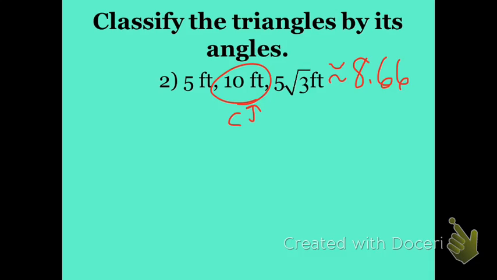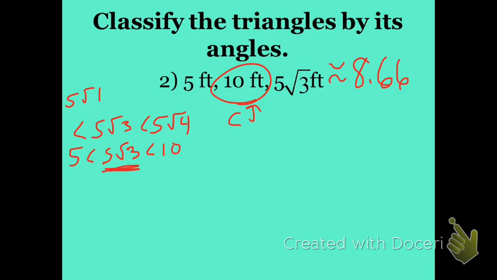And also, if you don't have a calculator, another way you could compare it is to say, alright, well 5 root 3, that has to be in between 5 root 4, because 5 root 4 has got to be bigger than 5 root 3, and 5 root 1. Well, 5 root 1 is 5, and 5 root 4, since root 4 is 2, that's going to be 10. So 5 root 3 has to be somewhere in between 5 and 10. Therefore, 10 is the biggest side. Alright? But use a calculator if you have it.